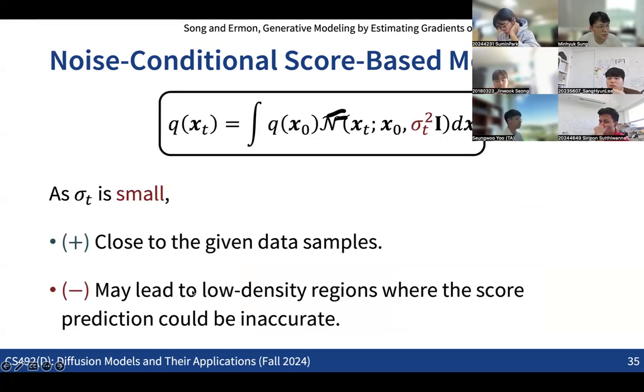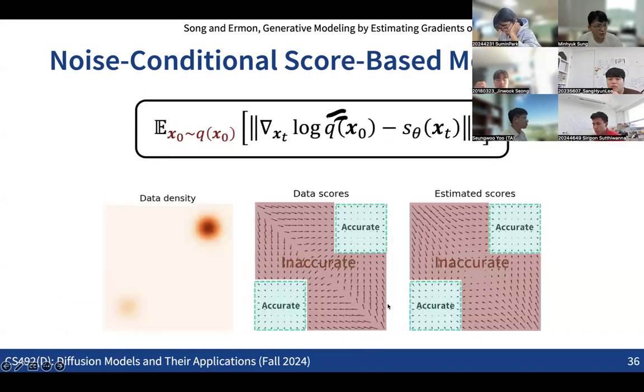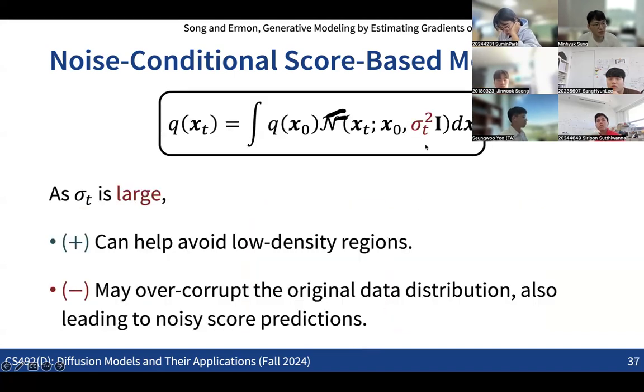Most of these samples will be saturated on the high density regions, which means that we are not going to have a good prediction for the score in the low density regions. To avoid this issue, what we can do is simply increase the variance here, having more blurry distributions over the space. Then we can avoid having low density regions and have more uniform samples over the entire space.